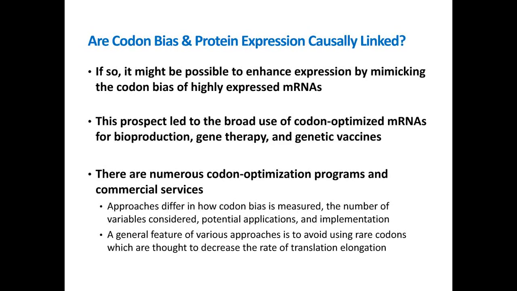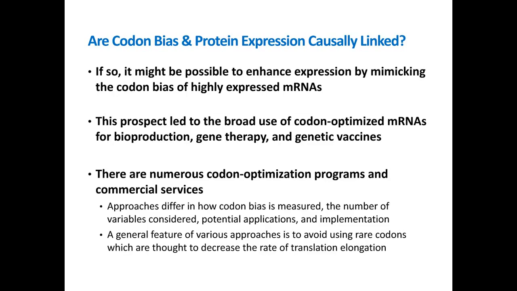So if highly expressed genes use a subset of codons, are codon bias and protein expression causally linked? And if they are, then it would be possible to enhance expression just by mimicking the bias that you see in the highly expressed mRNA. And this prospect has led to the broad use of codon optimization and codon modified constructs for bioproduction, gene therapy, genetic vaccines. And there are many codon optimization programs and commercial services for doing this.